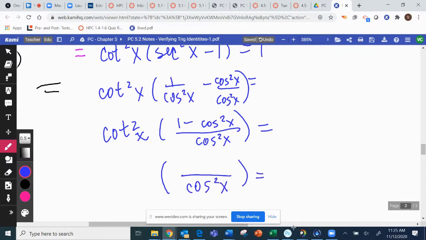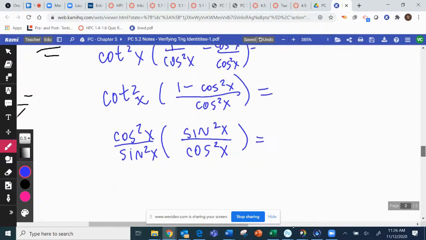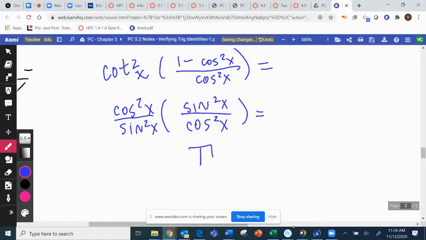Caitlin, do you know what my next step is going to be for 1 minus cosine squared x? Right, that equals sine squared x. And since those are sines and cosines, I'm going to go ahead and change cotangent squared into cosine squared x over sine squared x. And then at this point, I think we can go ahead and say that's 1.